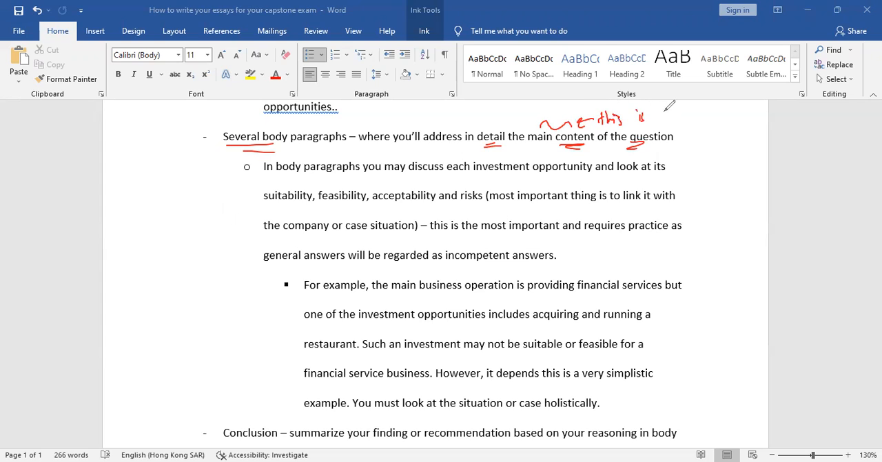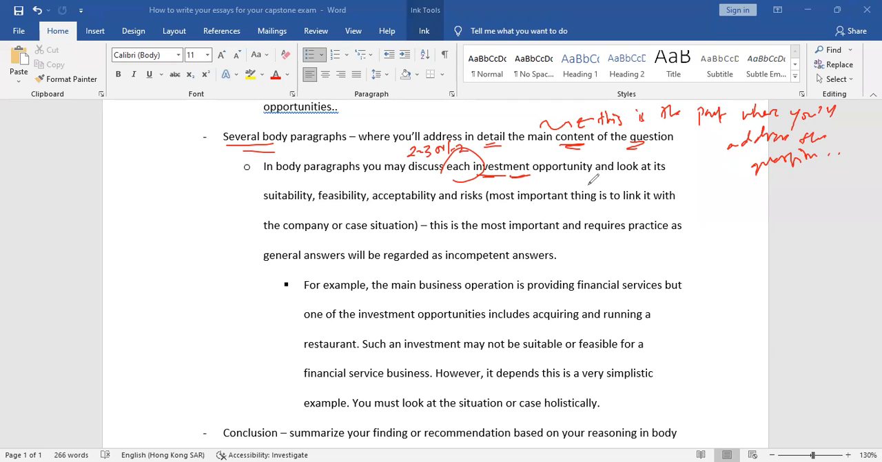This is the part where you will address the question that the examiner is asking you. In body paragraphs, you may discuss each point. Continuing with the above example, the question is that the business is planning to invest in different opportunities that they might have spotted already in the case study. So in your body paragraphs, you will talk about each investment option. There could be 2 to 3 investment options, or maybe 1 to 2, and you will talk about those in detail.